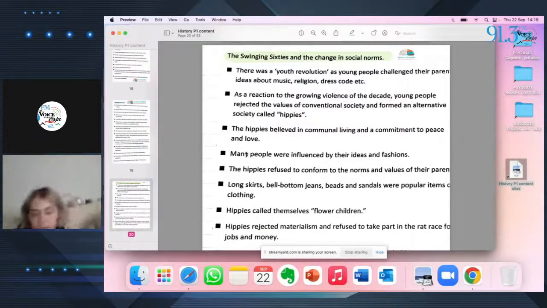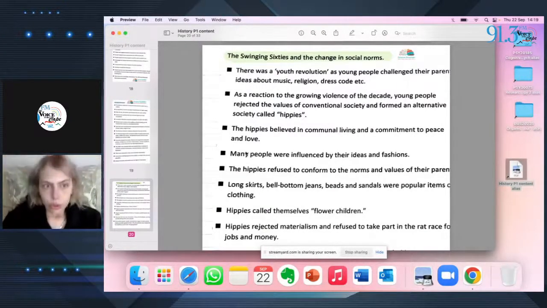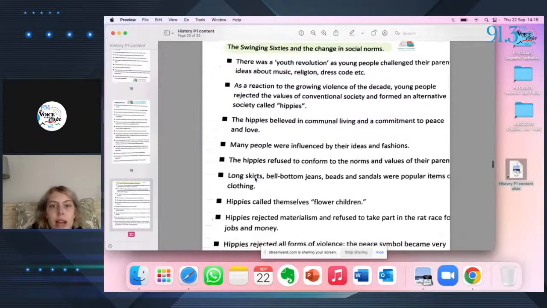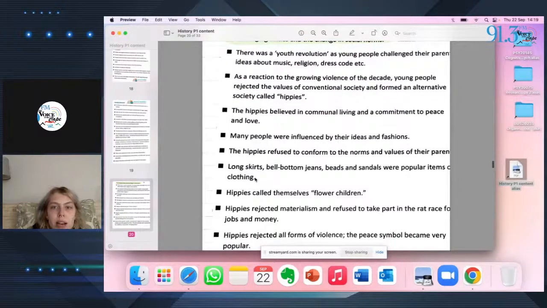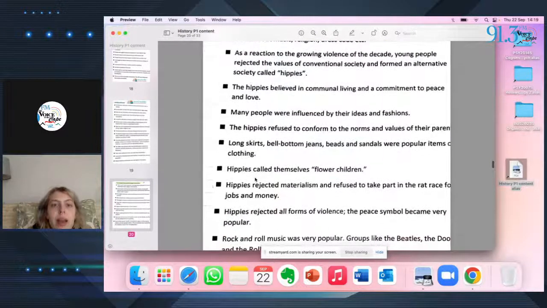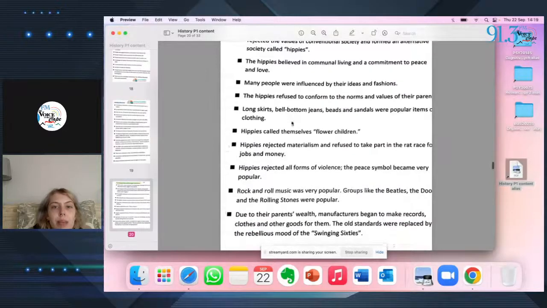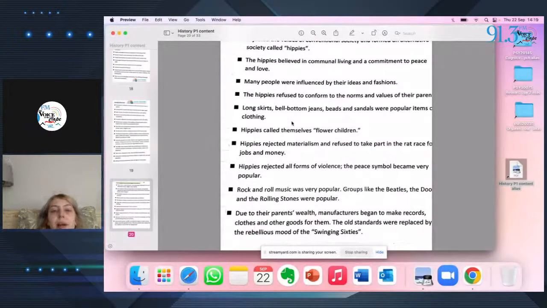What brought about this change that we observe in social norms during these protests at the time? There was a youth revolution as young people challenged their parents' ideas about music, religion, and dress code. As a rejection of the growing violence of the decade, young people rejected the values of conventional society and formed an alternative society called hippies. The hippies believed in communal living and a commitment to peace and love. Many people were influenced by their ideas and fashions.